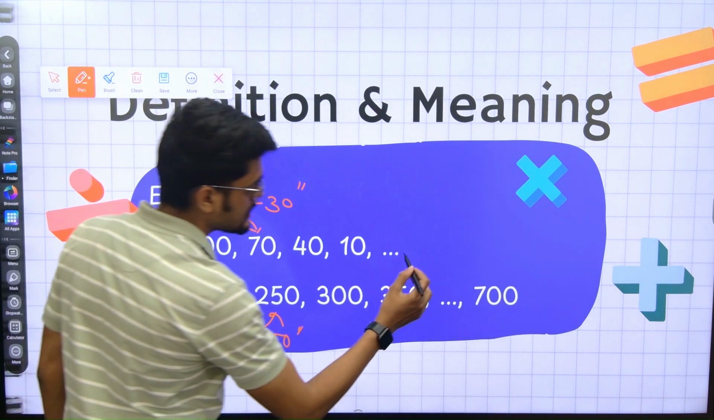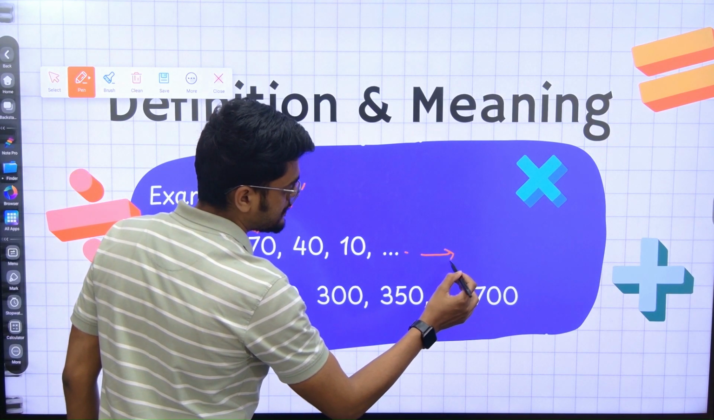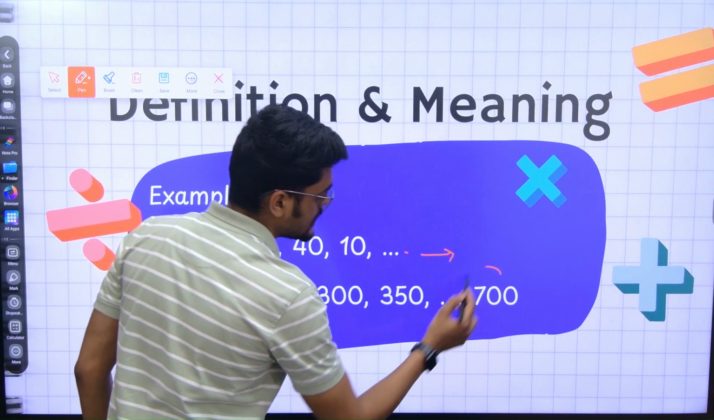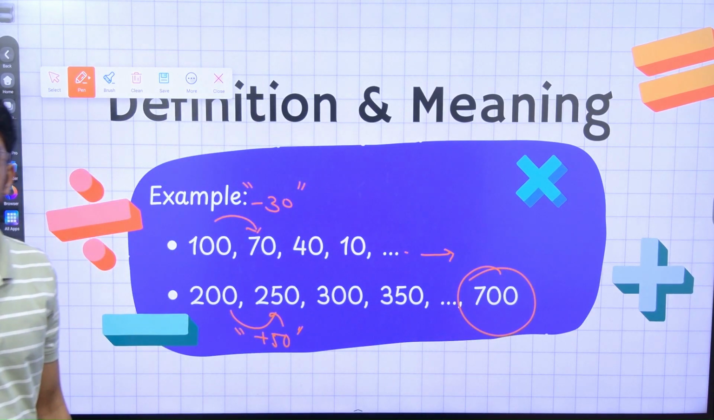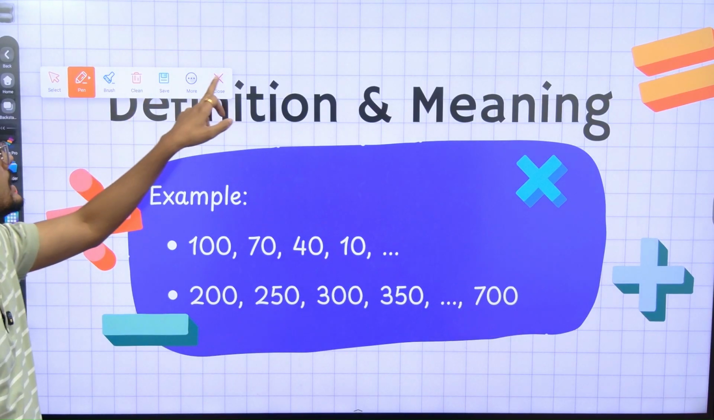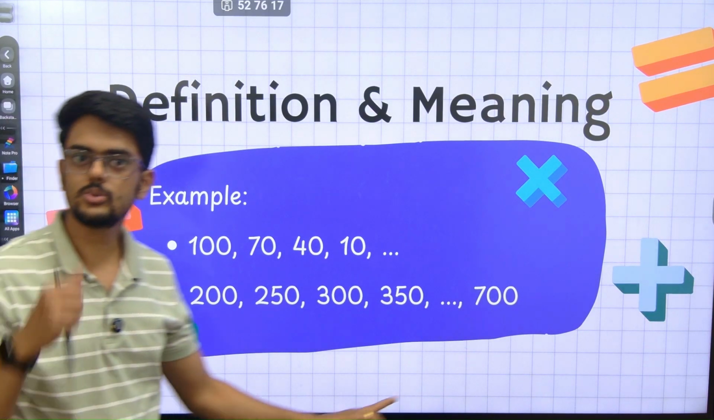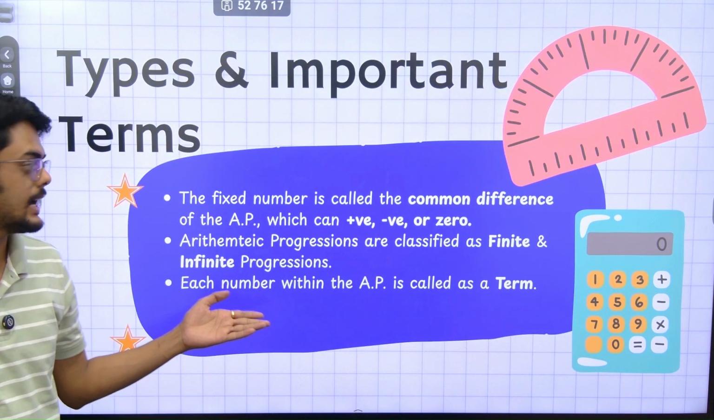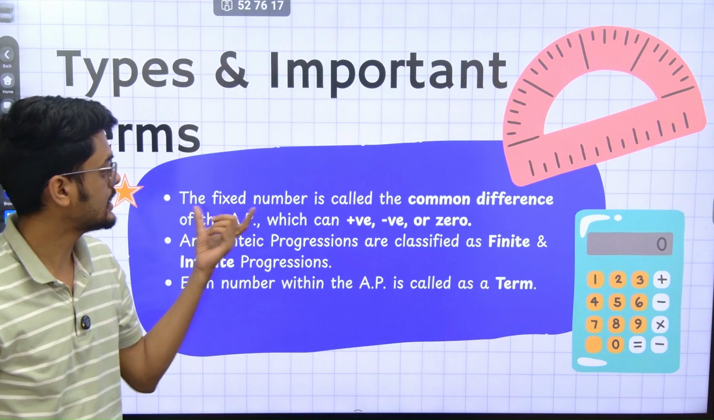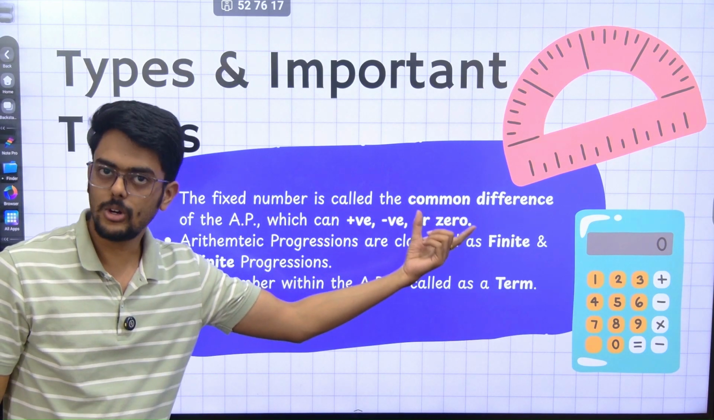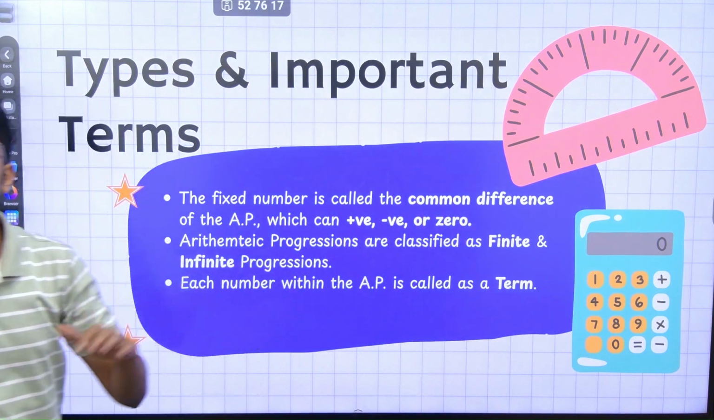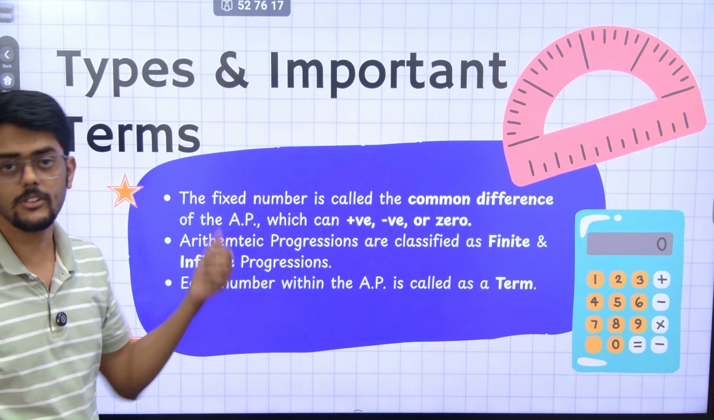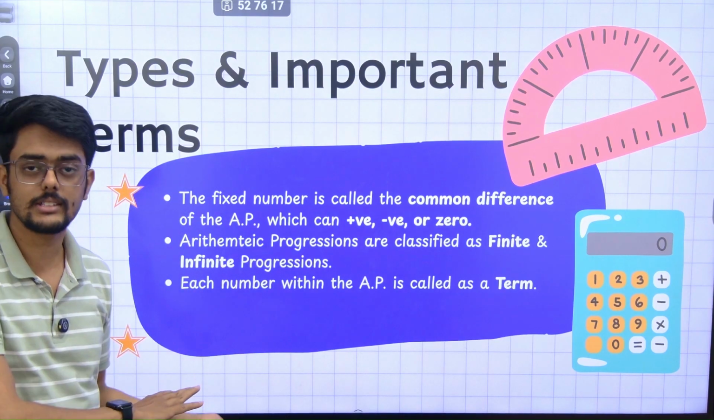And the next one is, this is not defined. You cannot define the last term over here, but over here, the last term has been defined. Now, to get into these things, we need to switch to the next slide. Okay, and over here we can see that the fixed number is called the common difference, as I had told you, and it could be either positive, negative or zero. I had given you an example of positive and negative in the just previous slide.